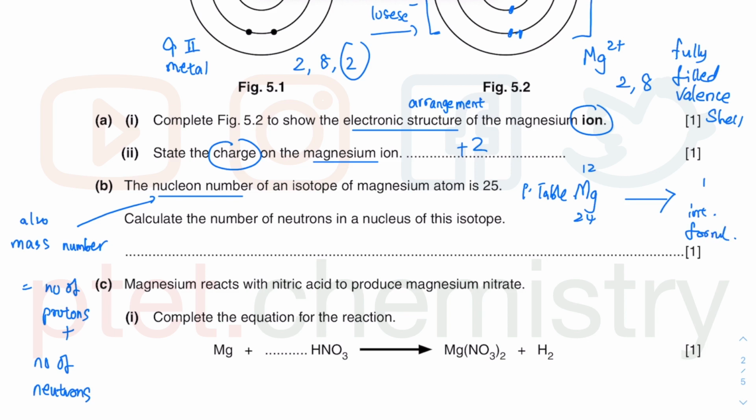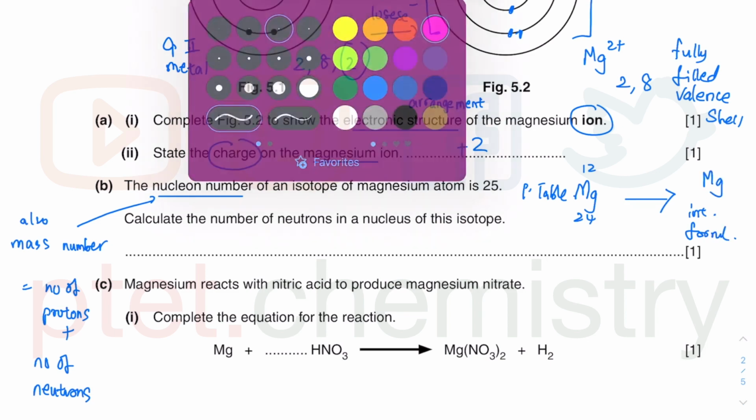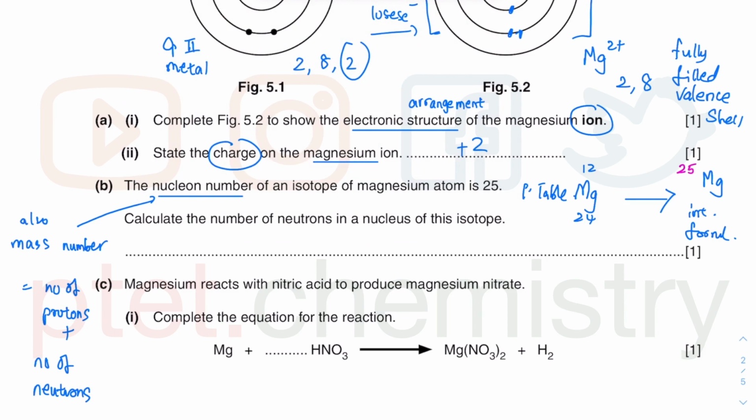So the international format will have the nucleon number 25, not 24, because 24 is relative atomic mass according to your periodic table. Whereas this one is saying nucleon number is 25. So nucleon number or mass number is the number on top there. The number at the bottom is still the same, is still the proton or atomic number. So how do we get the number of neutrons?